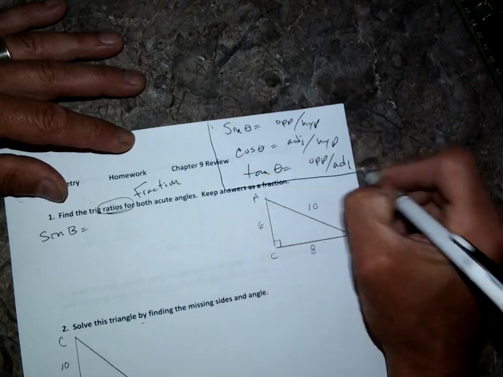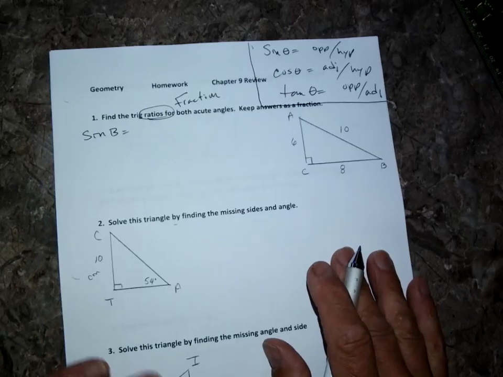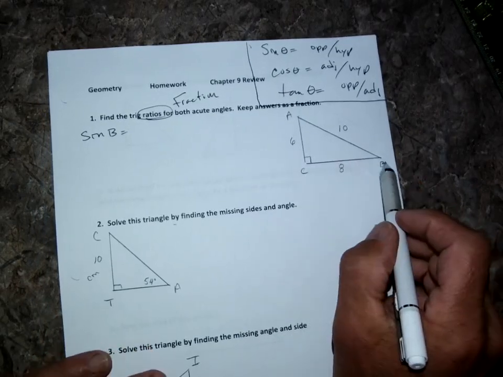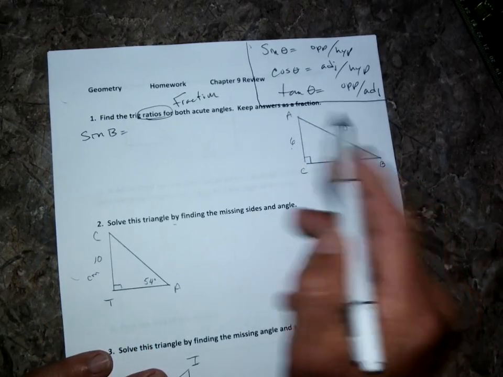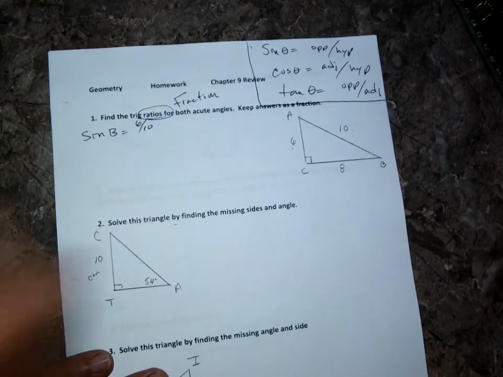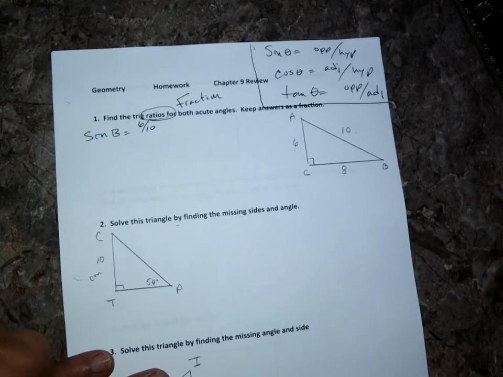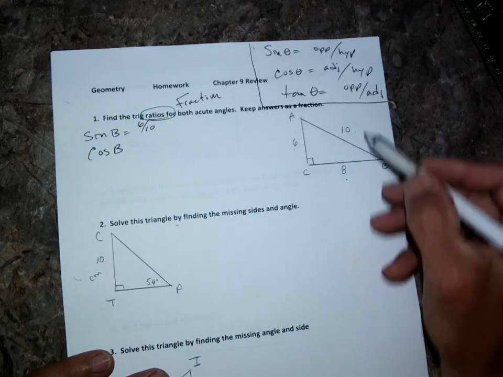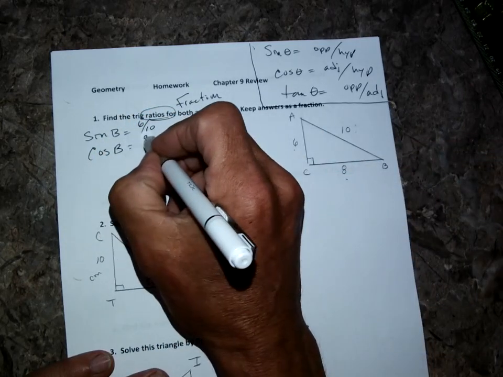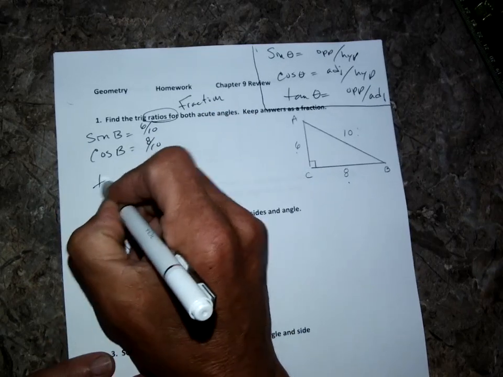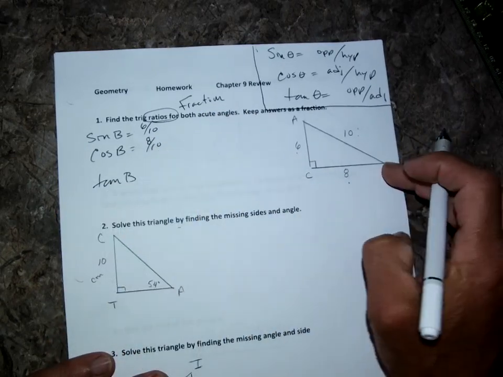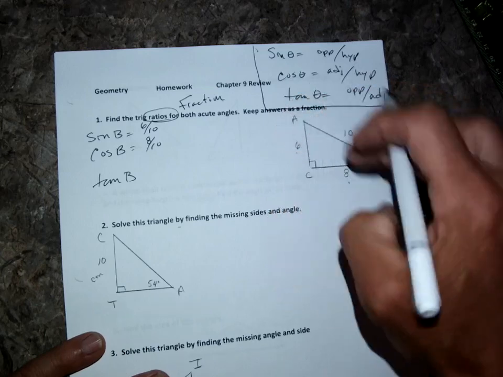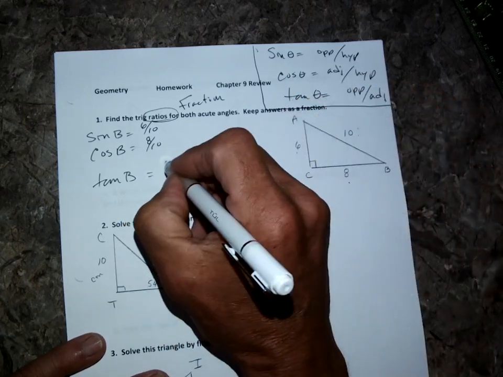You're going to need to know those, okay? So let's do B, and I'll let you do A, okay? B is opposite over hypotenuse, 6 over 10. Okay, leave it like that. I just want the ratio, okay? Cosine of B is adjacent over hypotenuse, 8 over 10. Tangent of B is going to be opposite over adjacent. Opposite over adjacent, 6 over 8.